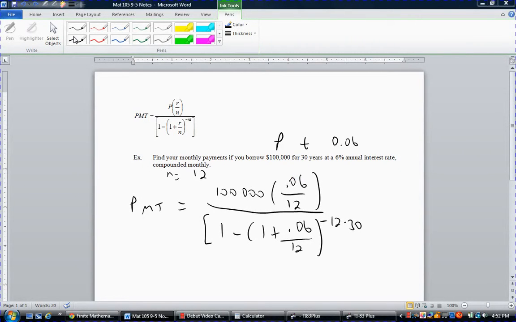Now let's look at this example. We're going to find the monthly payment on a $100,000 loan for 30 years, 6% interest rate compounded monthly. Now this is the formula we're going to use.